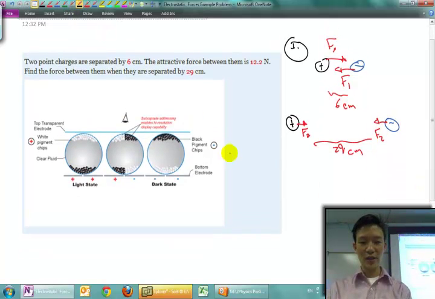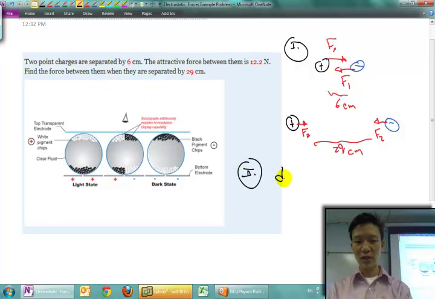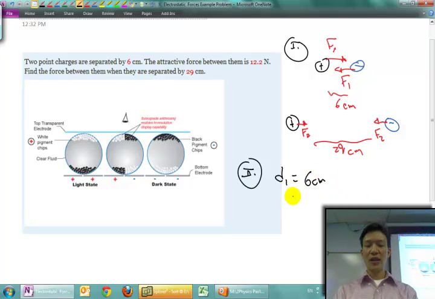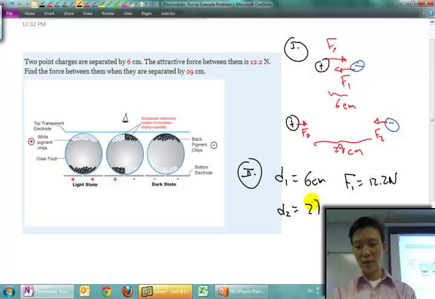Step 2, list all of the what? Knowns and unknowns, okay? All we're given is 6 centimeters. That's a measure of distance, which technically we should convert to meters later on if we're going to actually calculate the force using Coulomb's law, but we don't even have to do that, okay? The original force is 12.2 newtons of force, and now we move them 29 centimeters apart, and we want to find out what the new force is, okay?